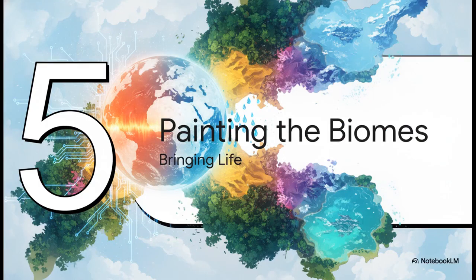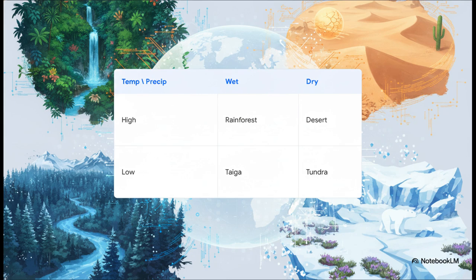And finally, Phase 5, painting the biomes, bringing the world to life. For our final layer, the underlying logic is honestly just remarkably elegant. Every single point on our digital sphere is checked against a simple matrix. If a coordinate has a high temperature and high precipitation, the system automatically spawns a lush tropical rainforest. High temperature but really low rainfall? You get a desert. Match a low temperature with low precipitation, and boom, you get a polar tundra. It's literally matching the specific heat and moisture of every single coordinate to seamlessly generate the correct living ecosystem.